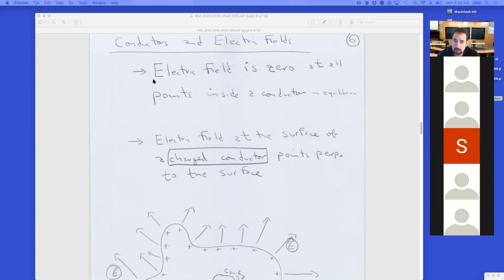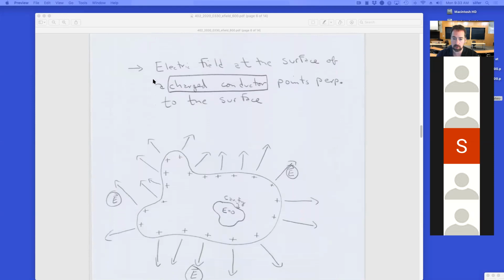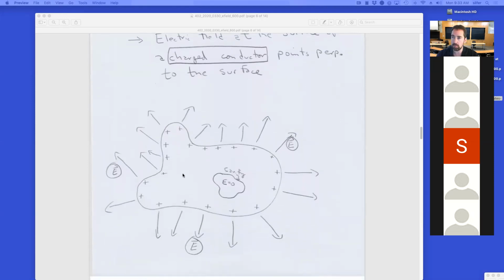The stipulation I want to put down on the page here is that the electric field is zero at all points inside a conductor in equilibrium. What do I mean by that? That's a word salad I'm not trying to overpower you with. I have some kind of lump of metal, a badly drawn lump of metal here. I come along with a charging rod and I somehow put positive charge on this lump of metal.